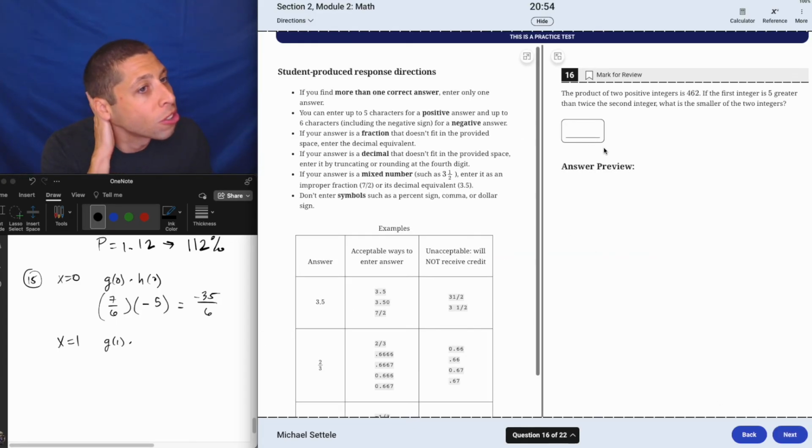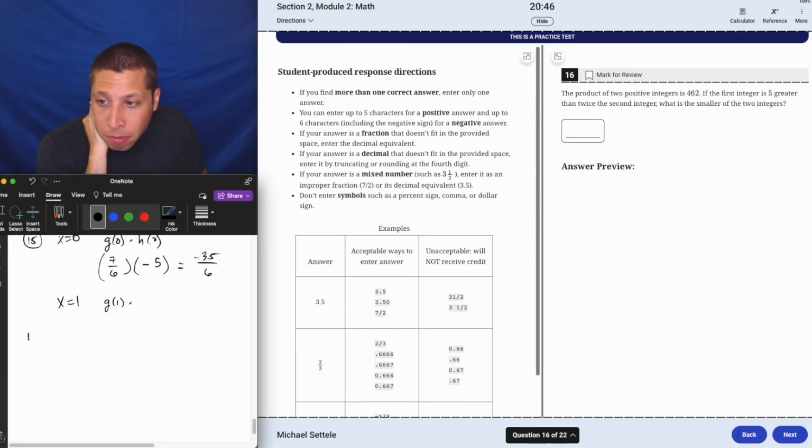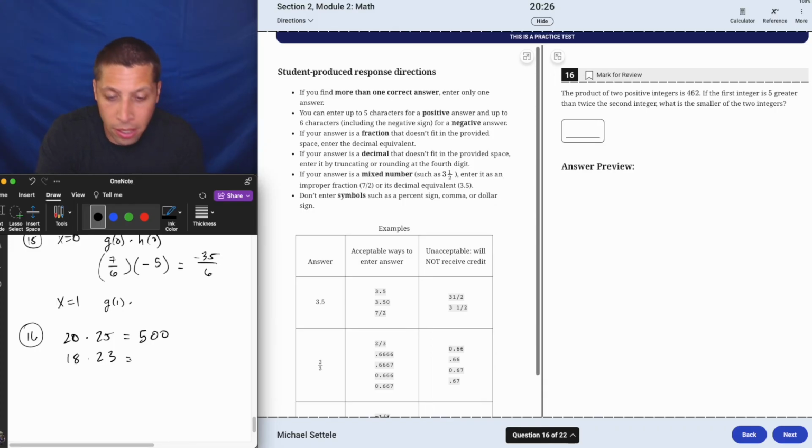The product of two positive integers is 462. If the first integer is 5 greater than twice the second, what is the smaller of the two integers? I can make an equation here, but they're integers, so I don't know. Let's just do a little guess and check. The first is 20 and 25, right? 20 times 25 is 500. So let's do 18 and 23. 18 times 23 is 414. So we're getting somewhere. How about 19 plus 5 is 24. 19 times 24 is 456.